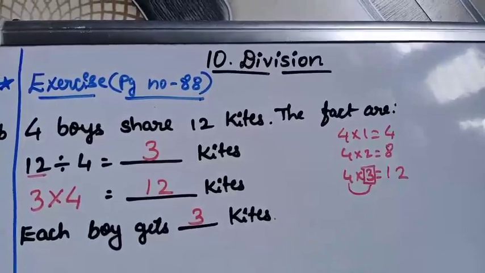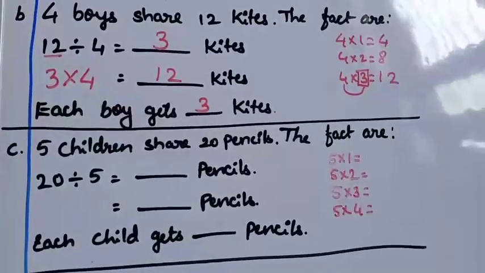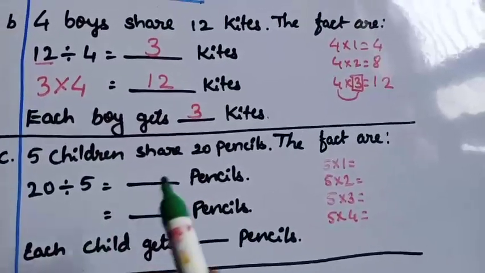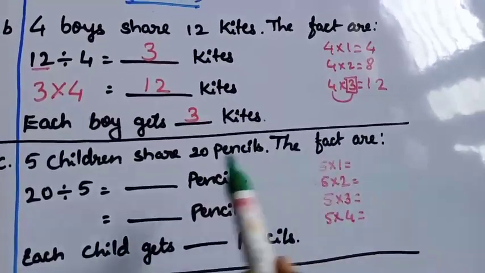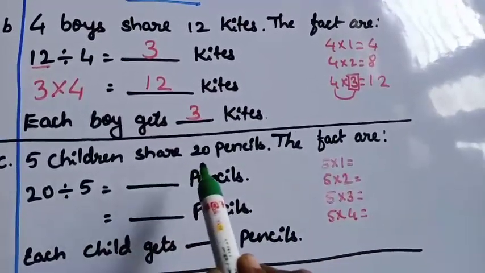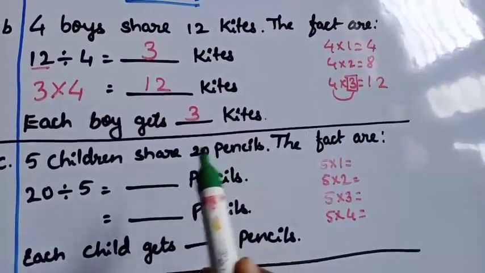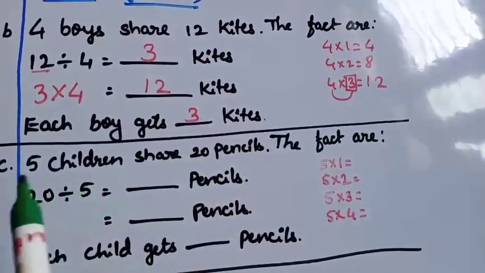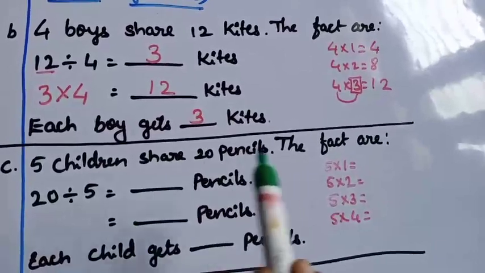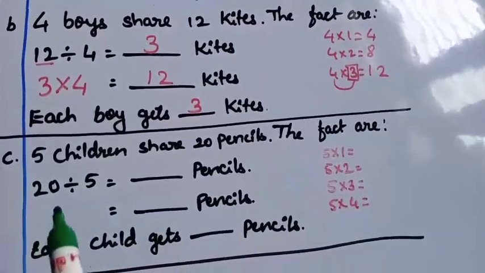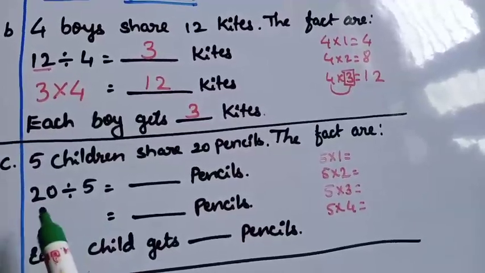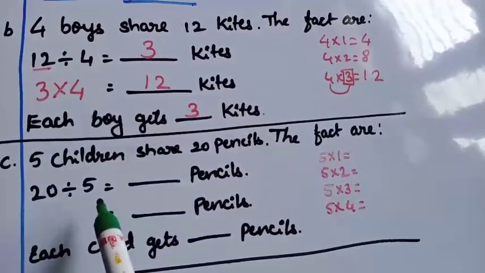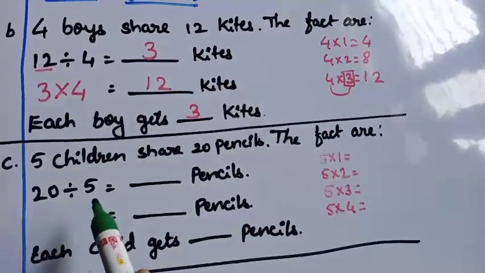So the next one. The next one: 5 children share 20 pencils. The facts are... So here the total number of pencils is 20, and the total number of children is 5. So we have to find out the facts. That is 20 divided by 5. We have to find out 20 divided by 5. So what do we have to write?